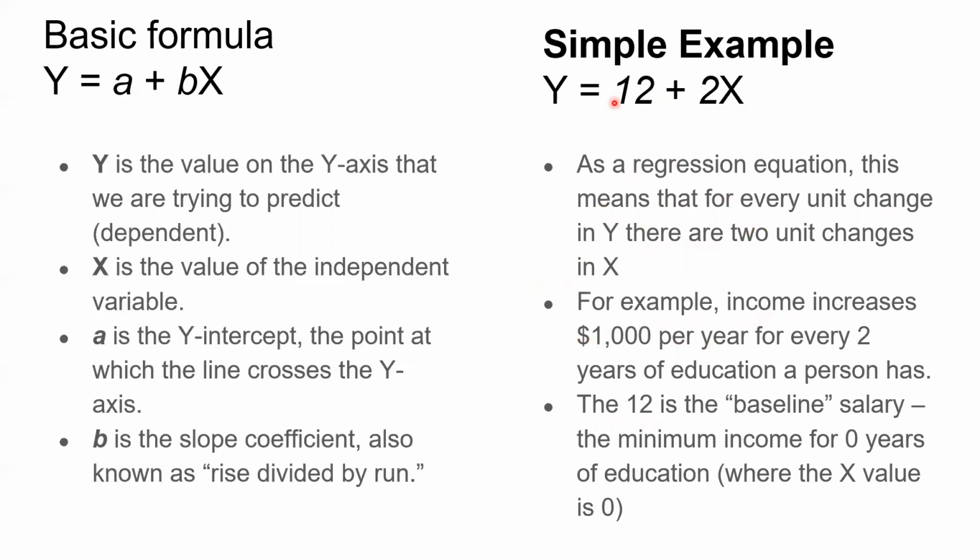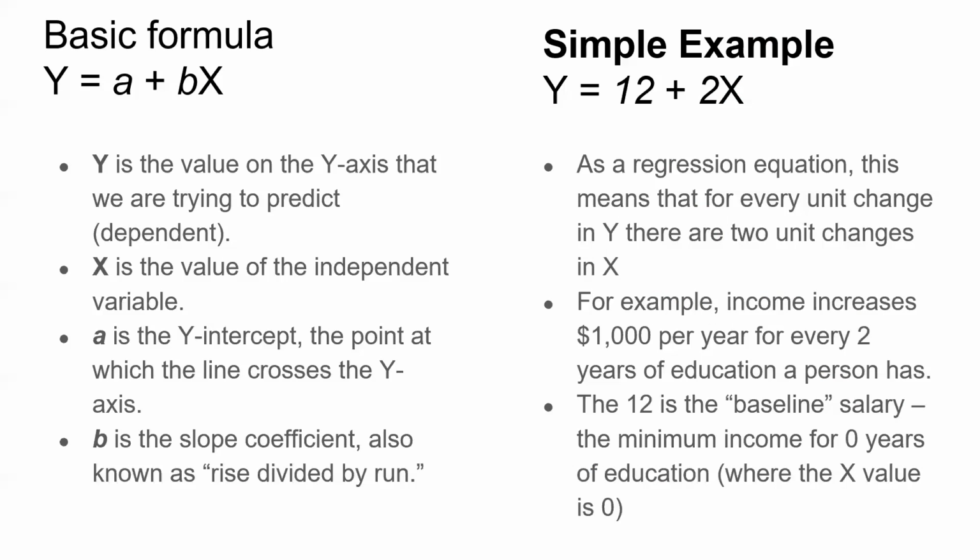Now 12, this y-intercept, is the baseline. That's the minimum salary, right? So that's the income or salary for 0 years of education. So when x equals 0, y equals 12. Now, nobody's going to get a job with 0 years of education. That's okay. That doesn't have to make any sense. So if we wanted to measure what affects income, we would look at something like education.